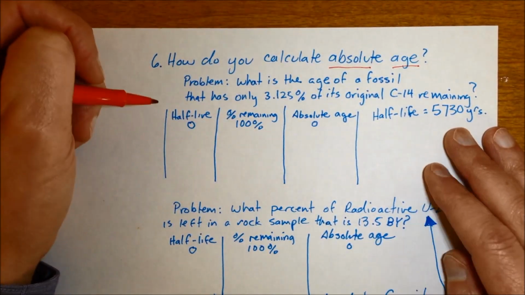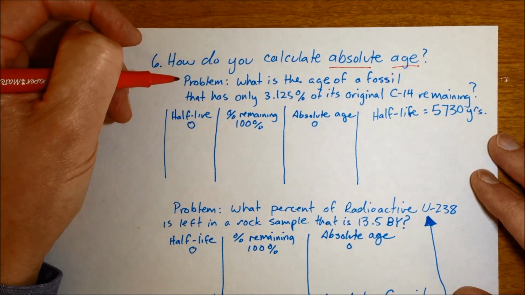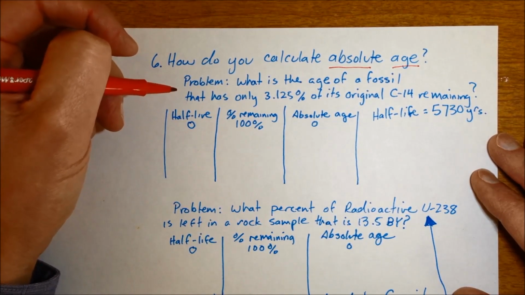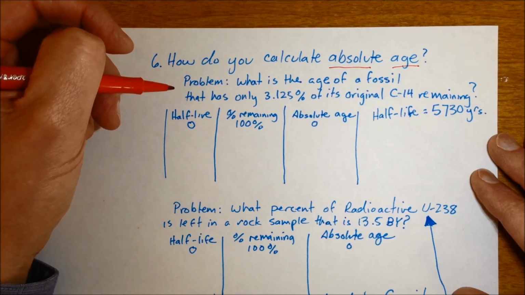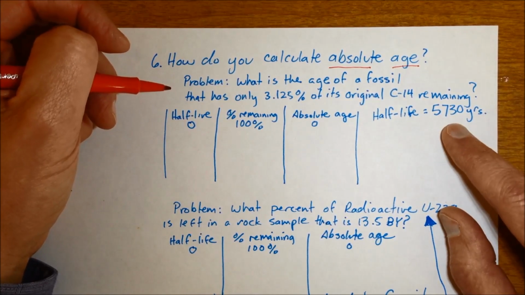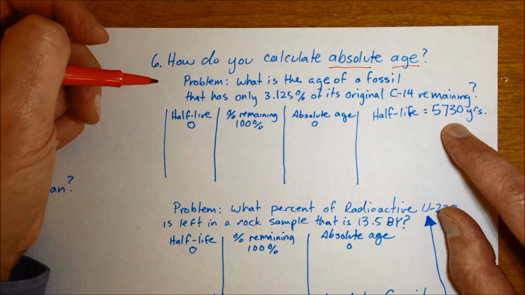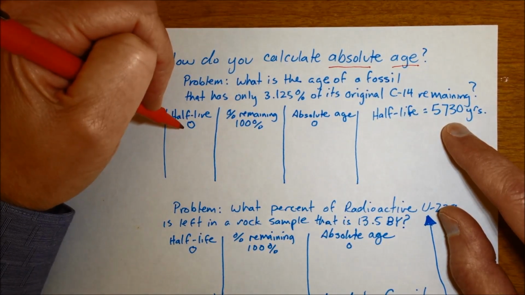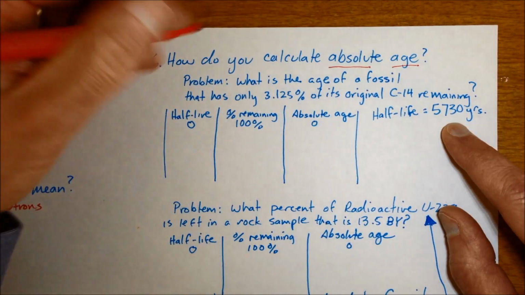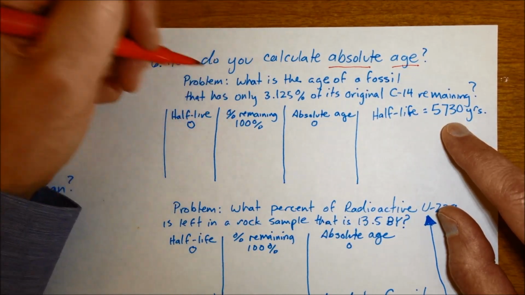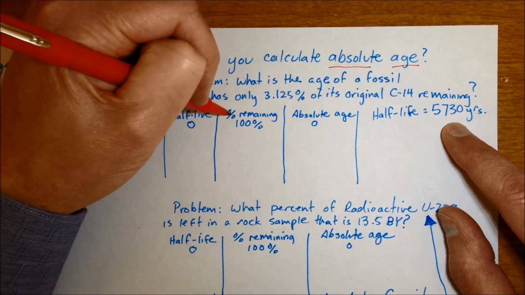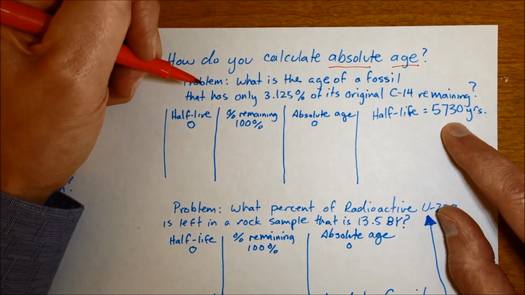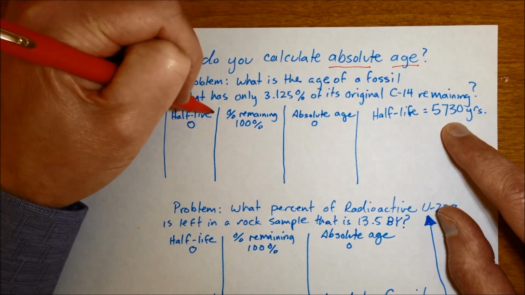In order to understand absolute age, you also have to be able to calculate it. So I have a couple practice problems here for us. First one says, what is the age of a fossil that has only 3.12% of its original C14 remaining? Remember that the half-life for carbon-14 is 5,730 years. The way you do that, I like to put it in a chart, you don't have to, but let's say this is a bone. When it initially dies, it has 100% of whatever C14 it's ever going to have. It hasn't gone through any half-lives.